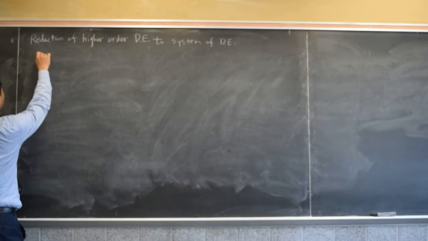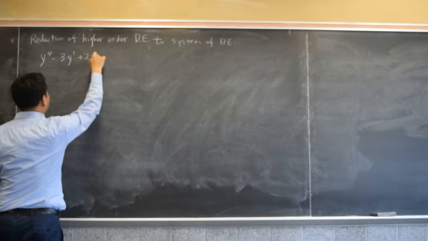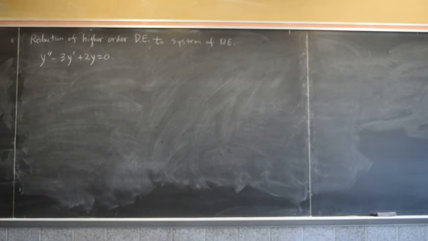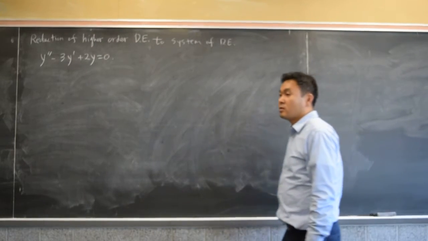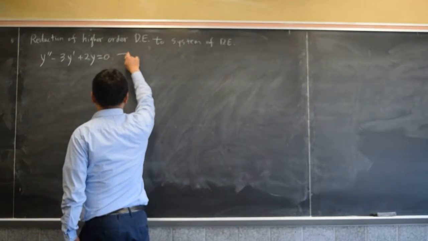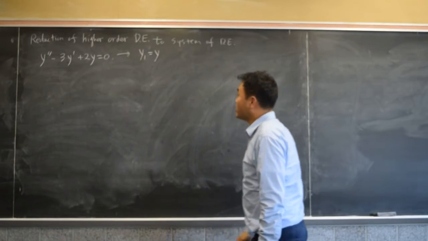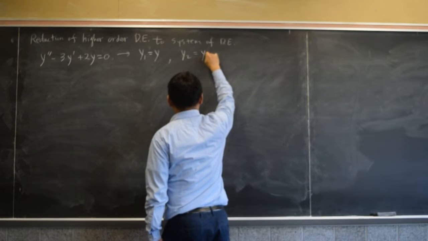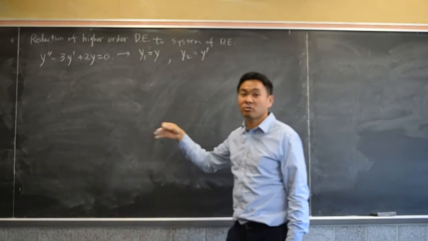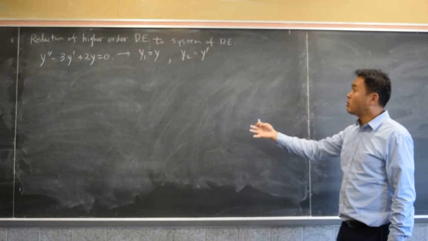So here's an equation, y double prime minus 3y prime plus 2y equal to 0. Here's a second order differential equation, and I want to come up with a system of equations that's equivalent to this. Now, the first thing that you do is set y1 as y, and you write y2 as y prime. Okay, so set the function itself as y1 and set the derivative as y2.